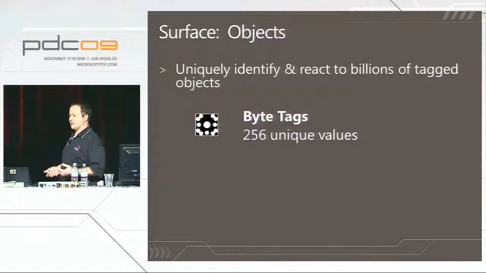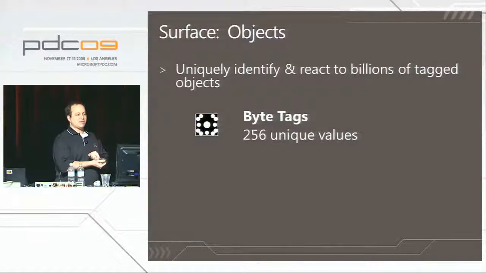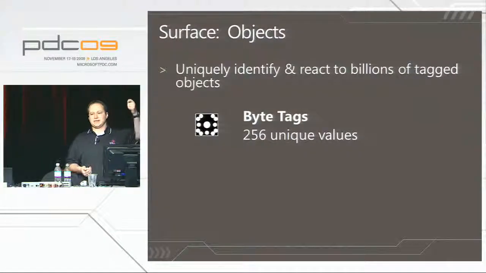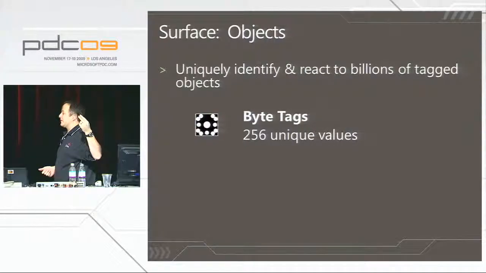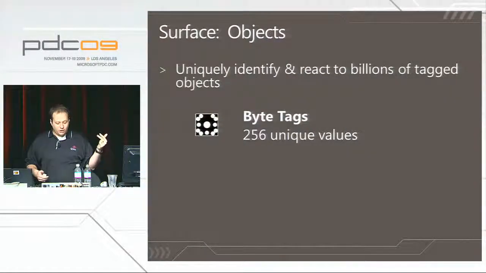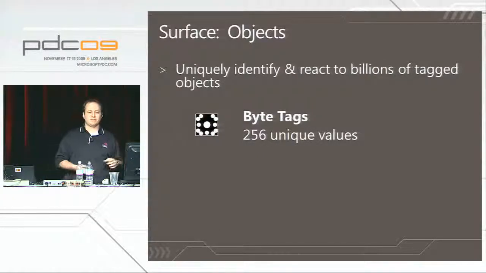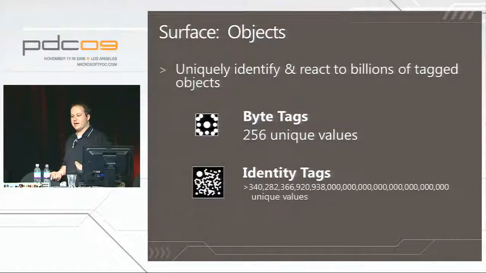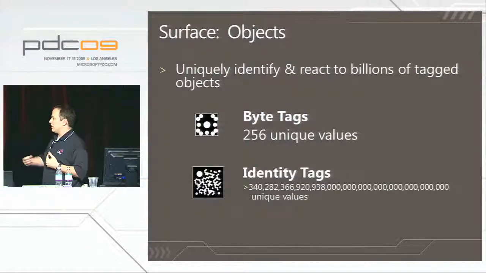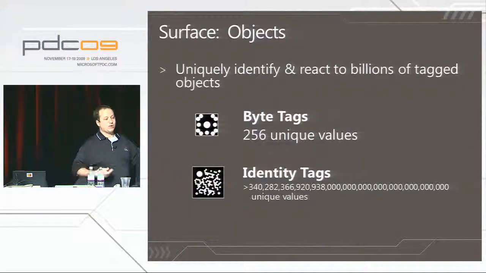Next up is object recognition. We have these things we call optical tags. You place them on the bottom of an object, and when Surface sees it, it can tell you the ID that tag represents. We've got 2 types of tags. The first type are byte tags. Byte tags are a byte, so there's 256 unique values. Earlier this year, we introduced a new type of tag that has a slightly larger range of possible values. So there's actually a GUID that's encoded in these tags.